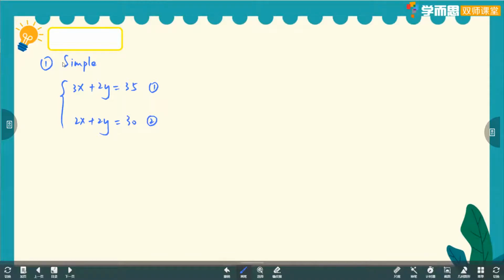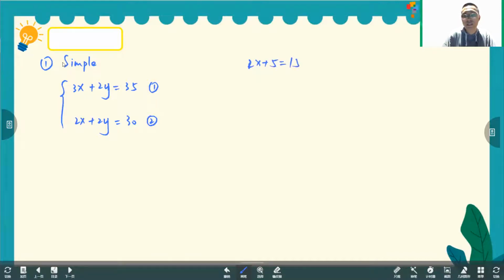So for simultaneous equations, what do we dislike about them? According to observation here, you find that we have two variables. We are not comfortable with solving simultaneous equations with two variables. But what we are comfortable with is solving linear equations with just one variable. For example, 2x plus 5 equals 15. This one we can solve, right?